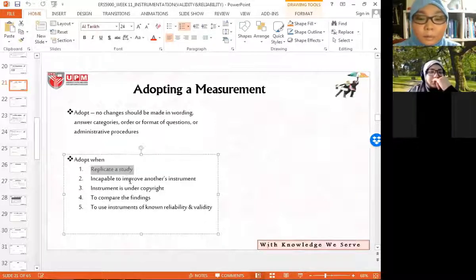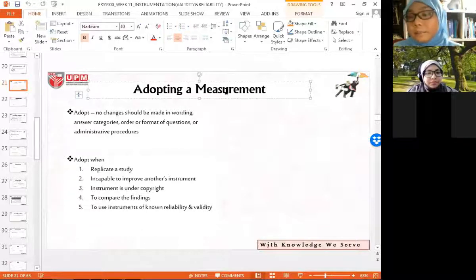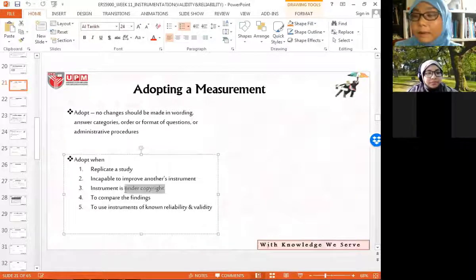Okay, and incapable to improve another's instrument. Okay, so meaning that we adopt when we cannot improve another instrument. Incapable to improve. Okay, and then instrument is under copyright. Okay, we adopt the instrument ni because the instrument itself is under copyright, in which you cannot simply change.